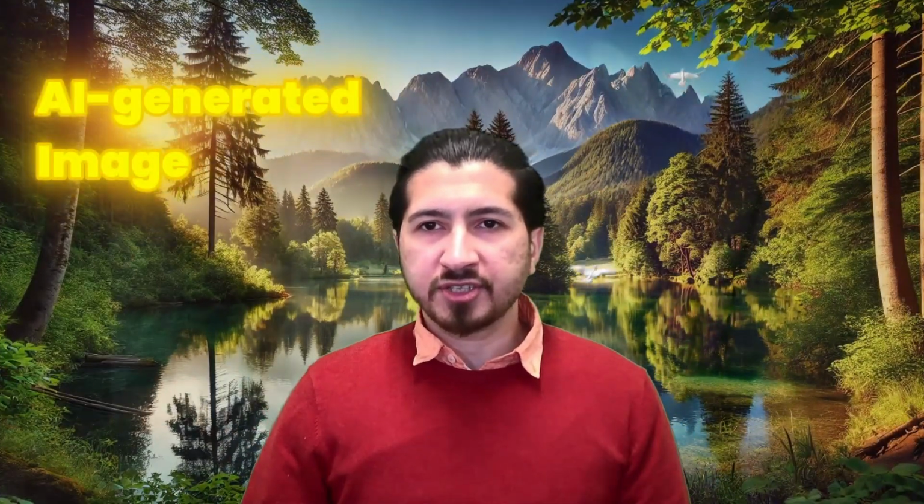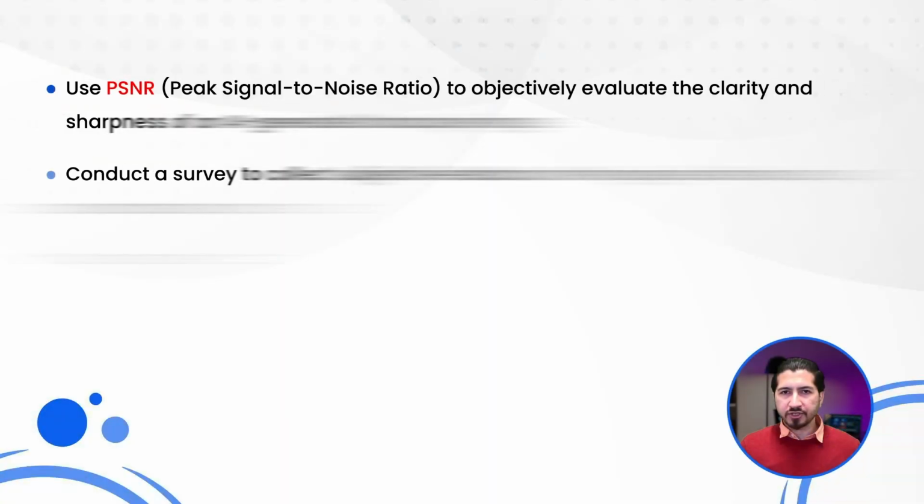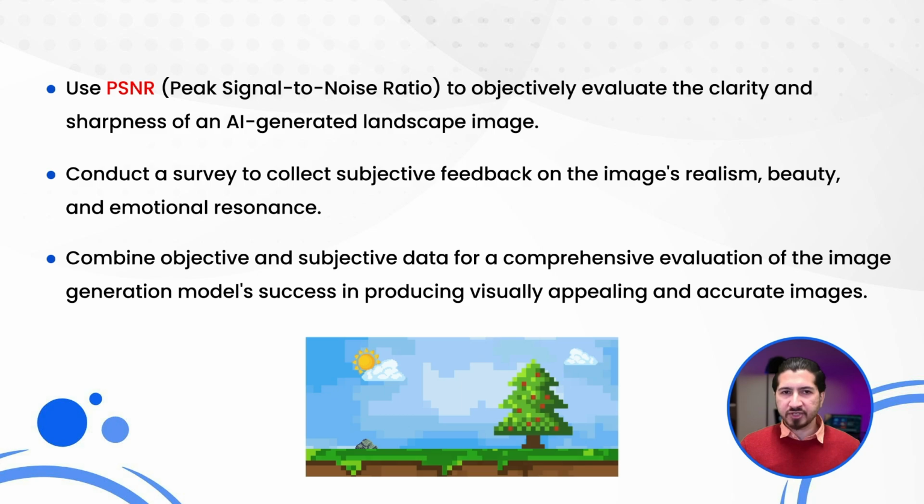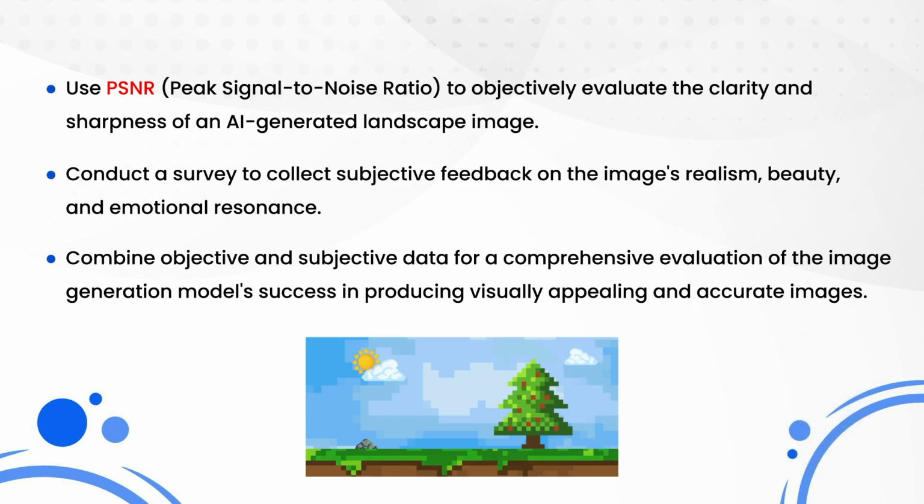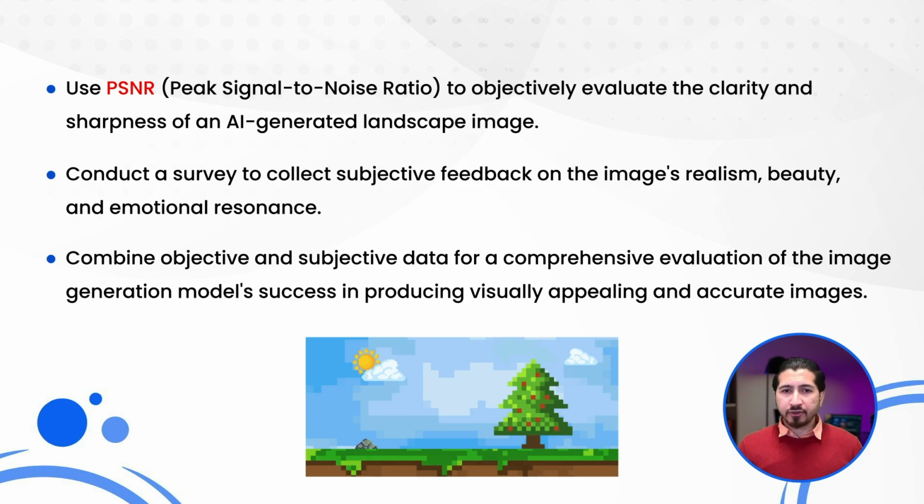Consider an AI-generated image of a landscape. To evaluate it, we might use a pixel-based metric like PSNR, which stands for Peak Signal-to-Noise Ratio, to assess image clarity and sharpness objectively. At the same time, we conduct a survey where participants rate the image on realism, beauty, and emotional resonance to gather subjective data. This comprehensive evaluation helps determine the overall success of the image generation model in creating visually appealing and accurate images.